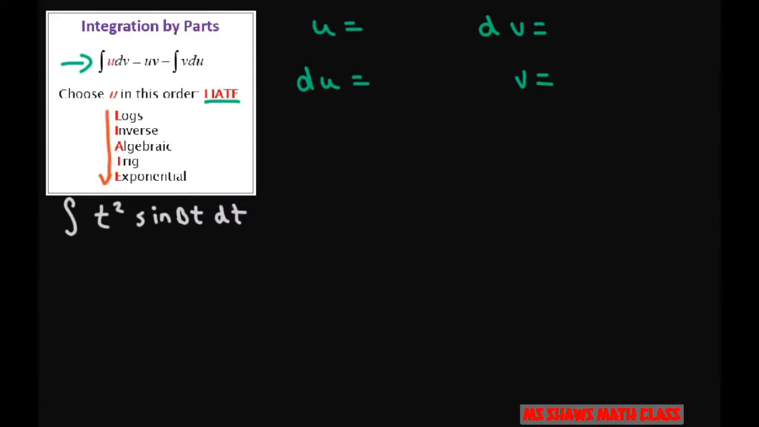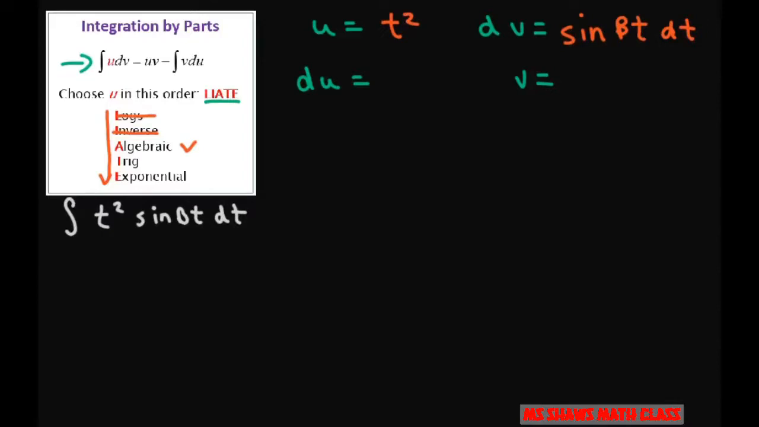What we have first is algebra. We don't have logs or inverses, so we have algebraic, which is t squared. So we're going to choose u to be t squared, and everything else is going to be dv. So that's sine of beta t dt.